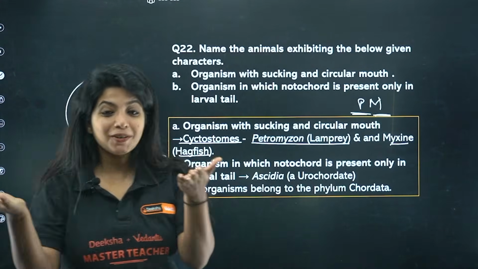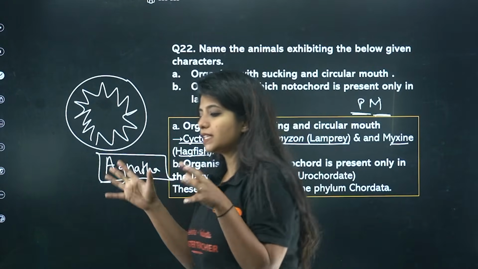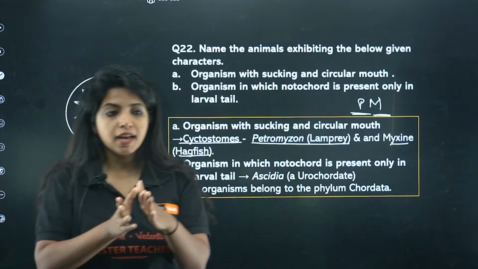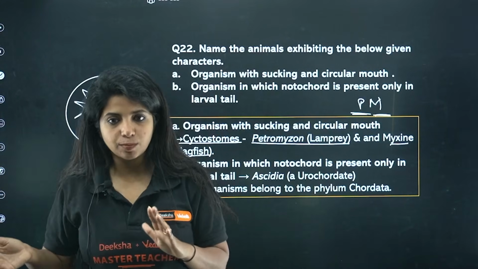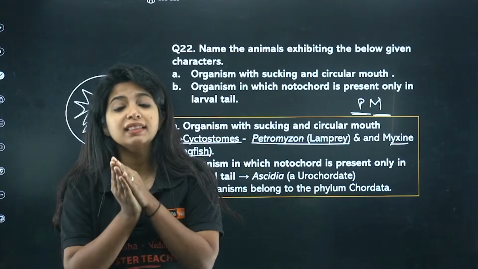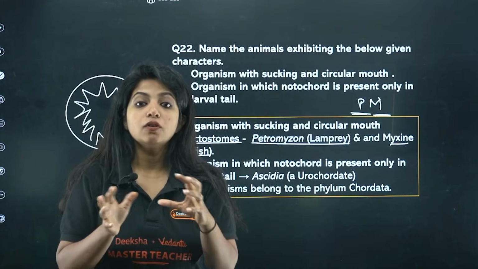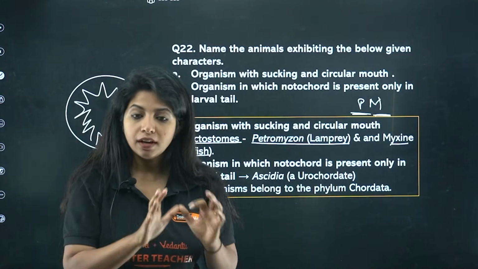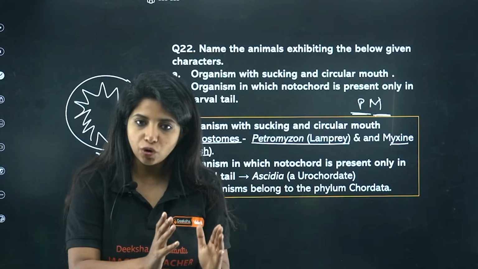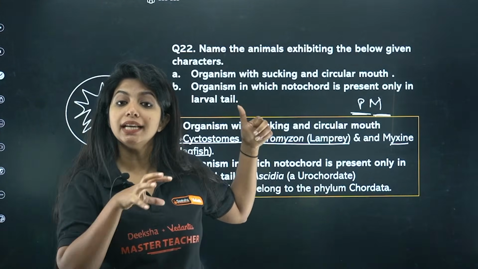When you call organisms chordata, it basically means that they have a notochord. Now these organisms are of three different types. One organism is urochordata, where the notochord is there, but only in the larval tail. So when it is a larva, the tail of the larva would have this particular notochord. So those organisms are known as urochordates, and that is your question: the organisms which have notochord present only in the larval tail.